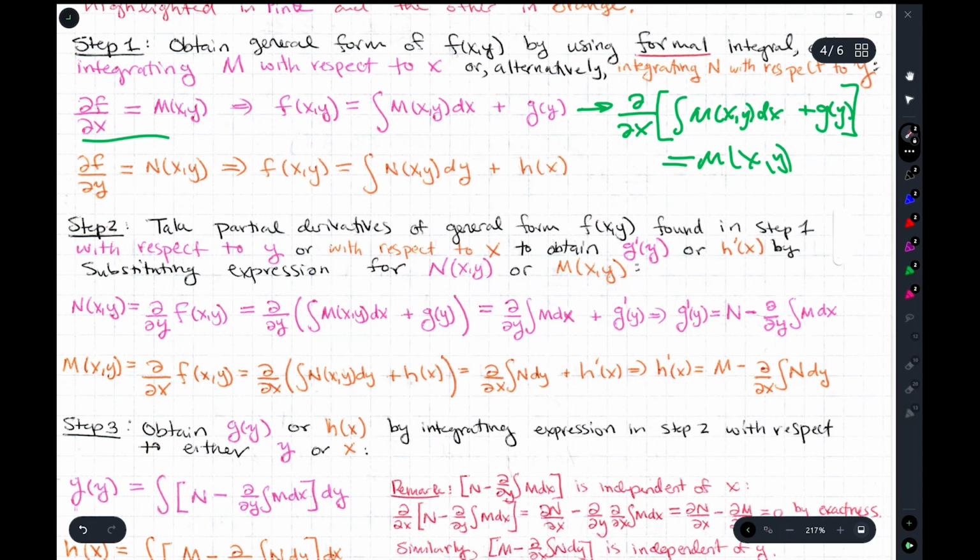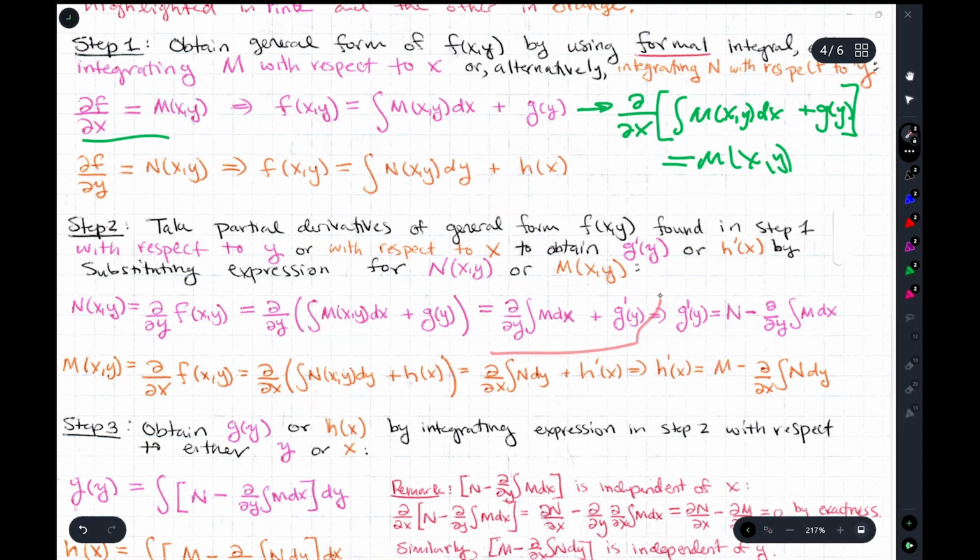by substituting the expression for n of x, y. Check this out. We used the condition that partial f partial x equals m. And now we get to use the other condition, n equals partial f partial y, to solve for that so-called constant. So we take the partial derivative with respect to y of this general f we solved in step 1, and plug it in. We take the derivative with respect to y of whatever we found when we integrated. And the partial derivative of g with respect to y, we can just write as g prime, because it only depends on y.